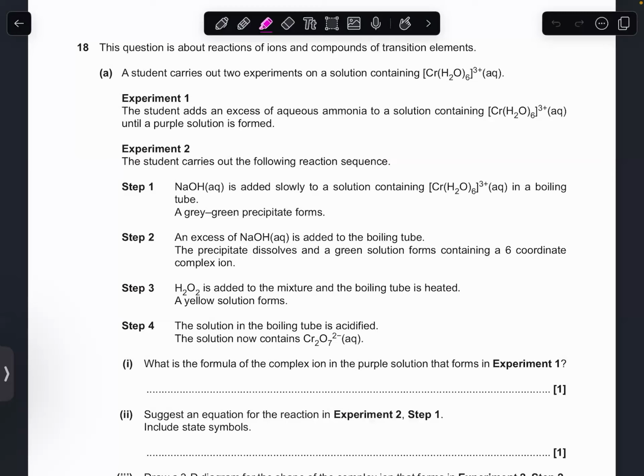We'll be looking at question 18, June 2019 paper. This is a question on transition metal ions, complexes, and a bit of redox as well. So let's have a look. This question is about reactions of ions and compounds of transition elements.